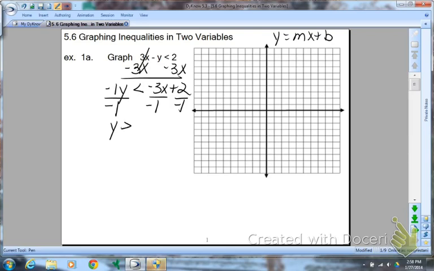Negative 3x divided by negative 1 is a positive 3x. 2 divided by negative 1 is a negative 2. Now this equation is in slope-intercept form. We remember how to solve. Remember, m is the number in front of x. So what is our slope? 3.